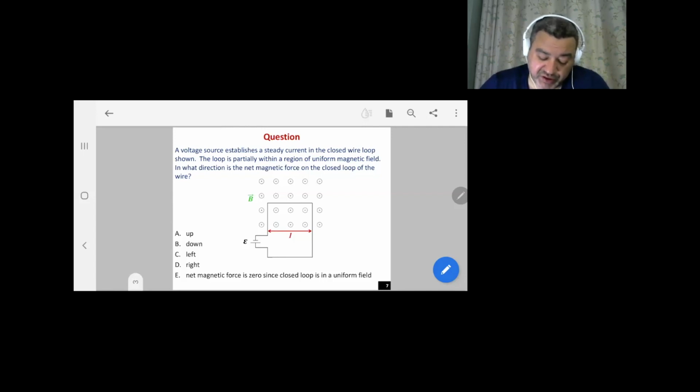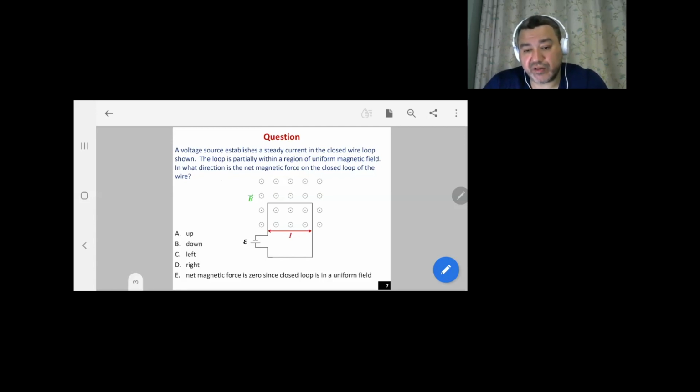Let's look at this question. This question will show you how to find the direction of the magnetic force due to a current in a wire in the existence of a magnetic field. In this question, as you see, we have a voltage source generating a steady current in this closed wire, and the loop is partially inserted into a uniform magnetic field. In what direction is the net magnetic force on the closed loop of the wire?